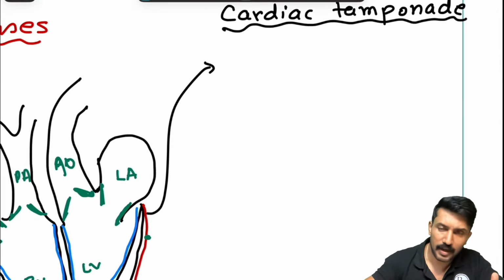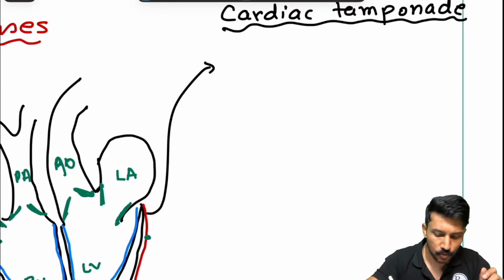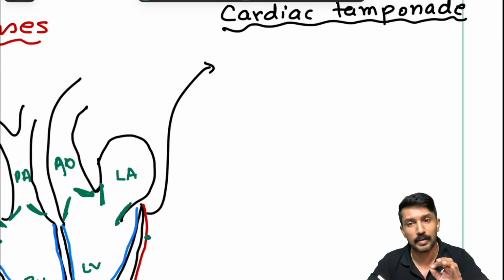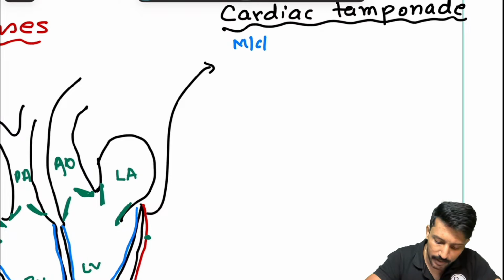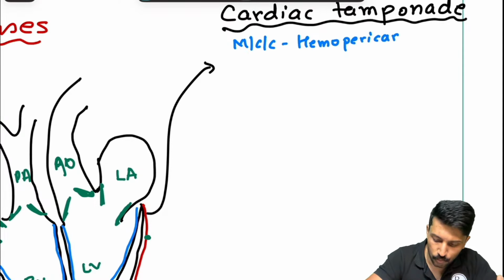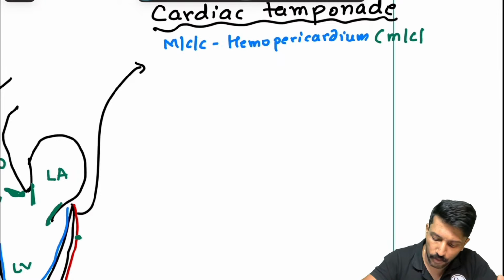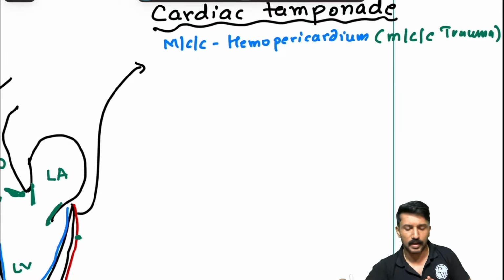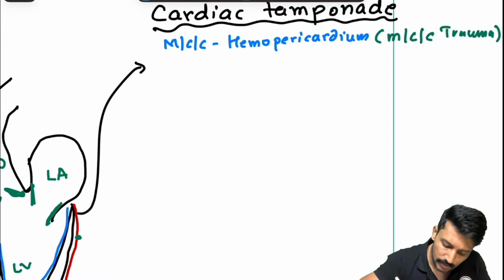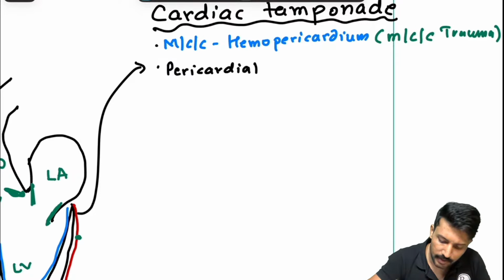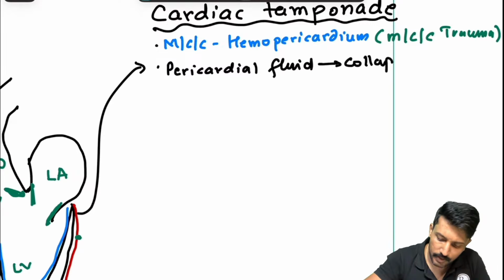To cause tamponade, I need massive collection of fluid. So which can cause massive collection of fluid? It's most likely bleeding. So the most common cause for cardiac tamponade is hemopericardium, and hemopericardium happens usually because of trauma. So trauma is the most common cause for hemopericardium. Rarely other fluids can be the reason. So when that happens, the pericardial fluid, this may be blood or fluid, will cause collapse of the right ventricle.